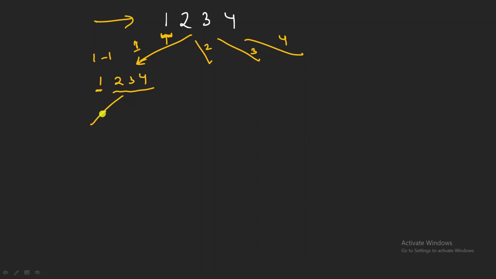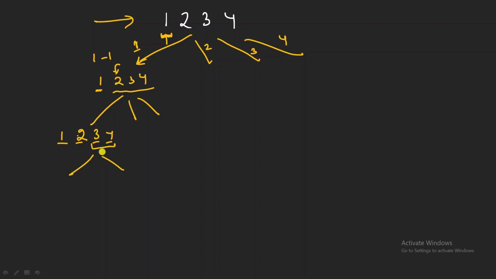Again you can tell me how many different directions I will draw here. We are left with 3 elements, so 3 different directions. Why? Because at this position we want to fix, and 2 can come, 3 can come, 4 can come. In this direction I will fix 2 at the second position. How? I will swap 2 with 2, so I get 2, and 1 is as such, 3, 4 as such. Now 1 and 2 are fixed, and we have to see 3 and 4.